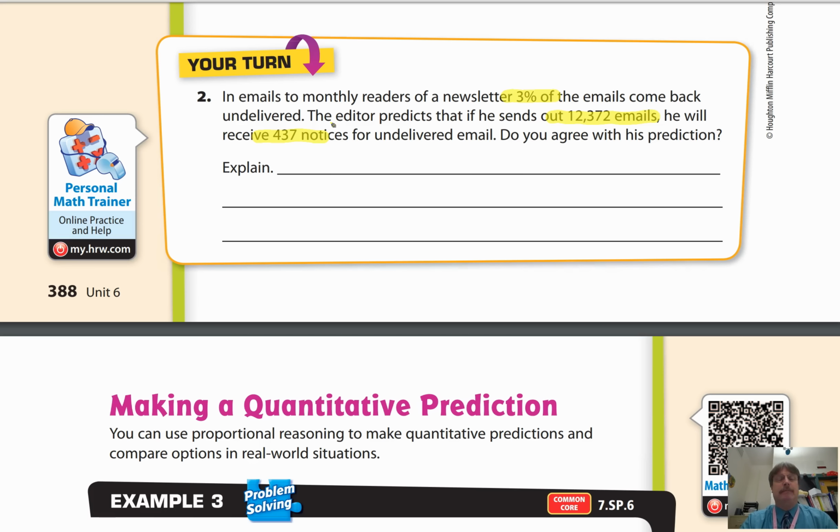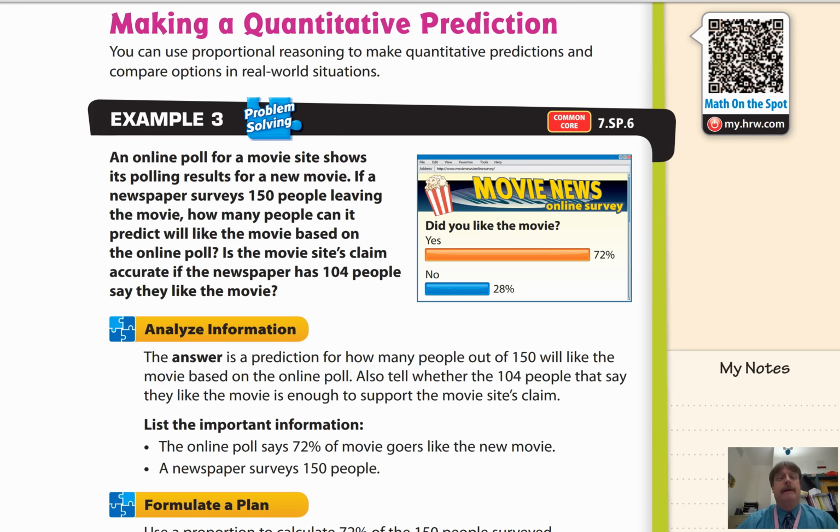So following Example 2, you can use one of those methods, method 1 or method 2, and then you're going to come out with what is 3% of 12,372, and then you're going to do a comparison to the 437 notices, and then do you agree with his prediction? So here in making a quantitative prediction, we're going to again use our quantitative, which is numbers, to compare options in real world situations.